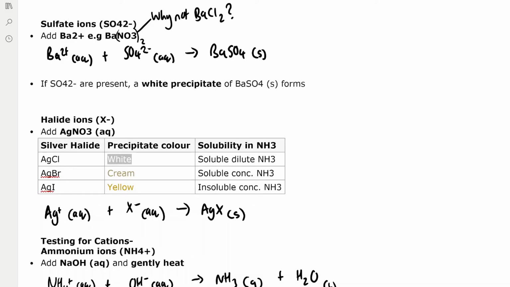And then to test for sulfate ions, or SO4 2-, we need to add barium 2+ ions, which we can gain from barium nitrate. Consider why we might not add barium chloride. So the ionic equation for this reaction is barium 2+ plus SO4 2- forms barium sulfate, which is a solid white precipitate, and that is the positive test for sulfate ions.